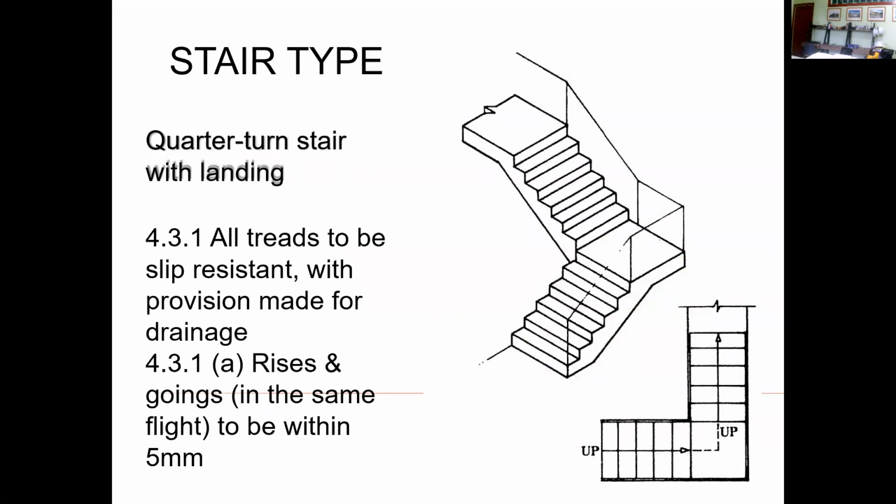Another one is the quarter turn stair with landing. All treads will be slip resistant with provision made for drainage, and the rises and goings in the same flight to be within 5 millimeters. If you watch lecture number 1 again, you can learn the definition of the riser and the going.